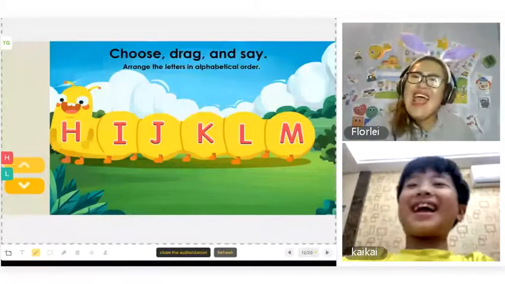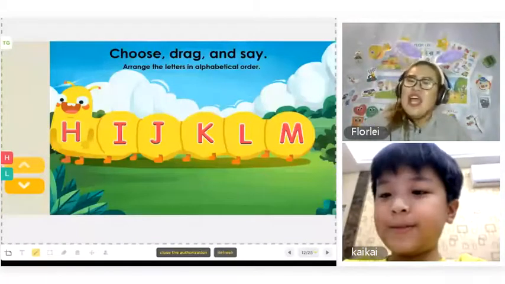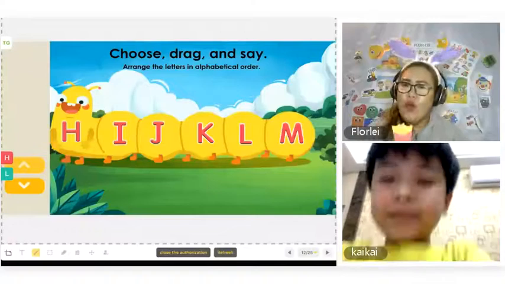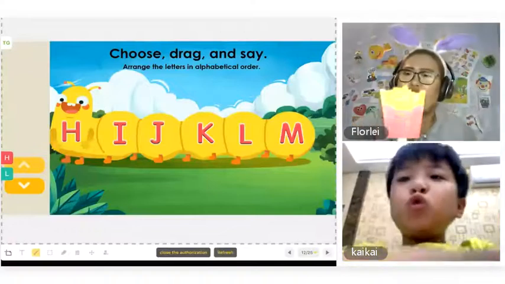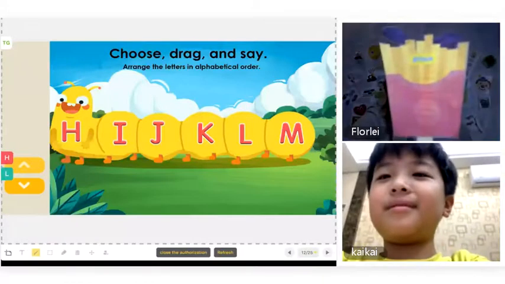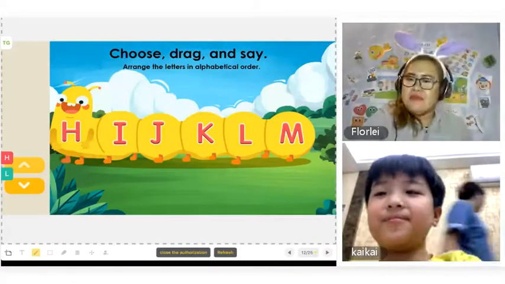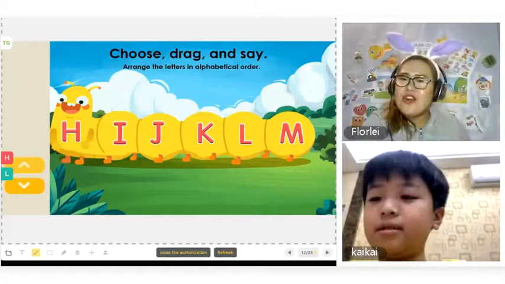Very good! Great job, Kai Kai! You were fast. Now, teacher's gonna give you a yum yum yum yum! It's French fries. Oh, yes. Very good. Now let's go to page 13.